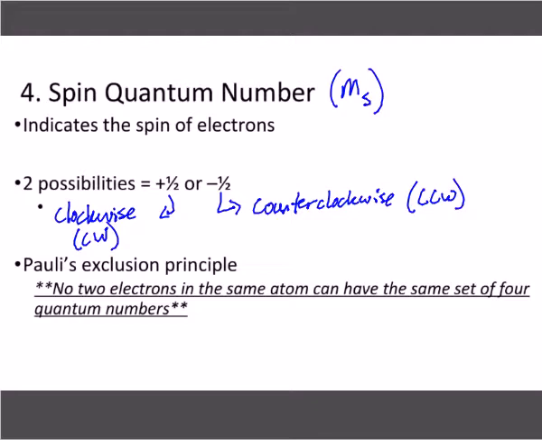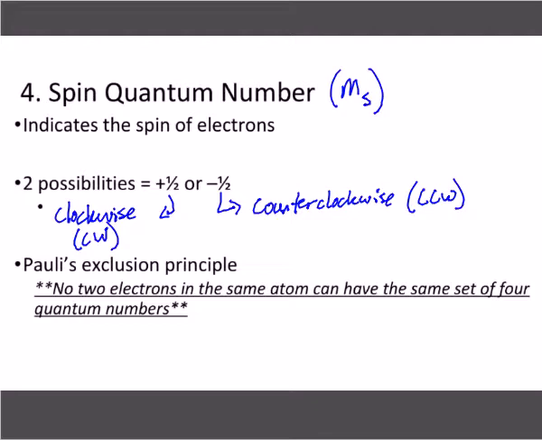Big idea right here: Pauli's exclusion principle. You've got to know it. It's one of your definitions, so there you go. I just defined another term for you. No 2 electrons in the same atom can have the same set of 4 quantum numbers. So you need all 4 of these quantum numbers to describe the most accurate location of the electron.